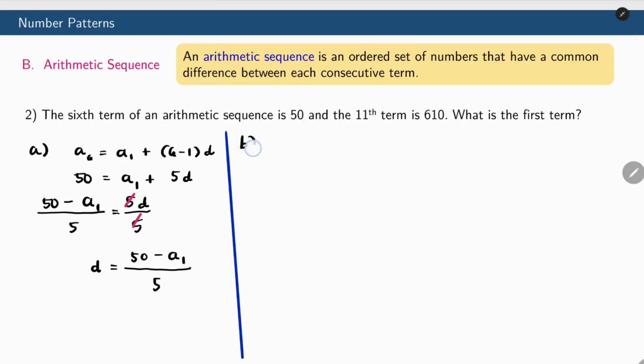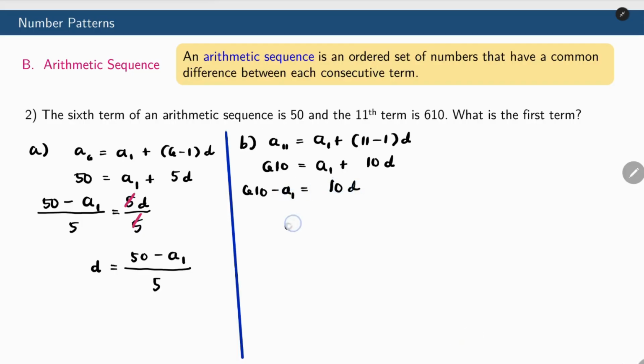Next, let's have here the 11th term. a sub 11 is equal to a sub 1 plus the quantity 11 minus 1 times d. a sub 11 is 610, equals a sub 1 plus 10d. Manipulating the equation again, we have 610 minus a1 equals 10d. d is equal to 610 minus a1 all over 10.